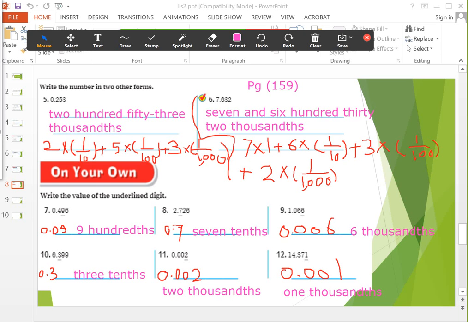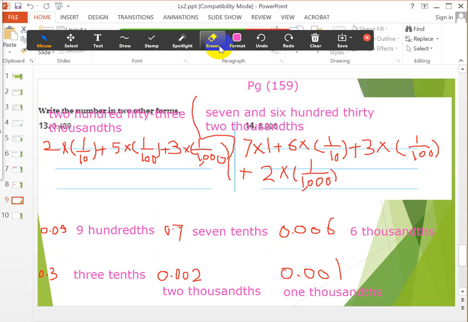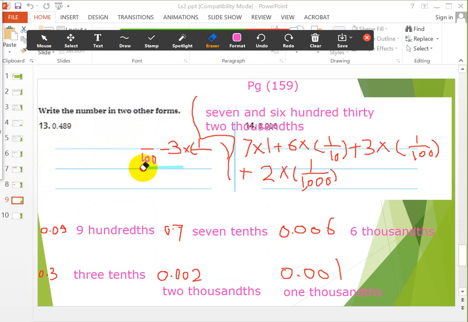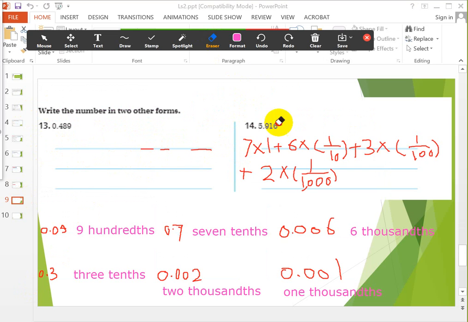Start with number 13 and write the number in 2 other forms. So you have to write the number in word form and in expanded form. Someone answered. Larissa and Rina, thank you, your answers are correct. Follow me now. Let's move to the last exercise on this page, exercise number 13.